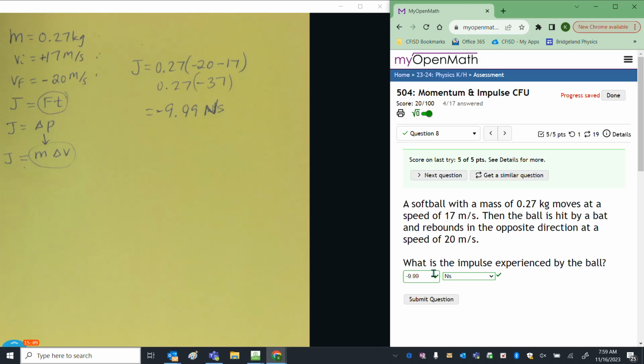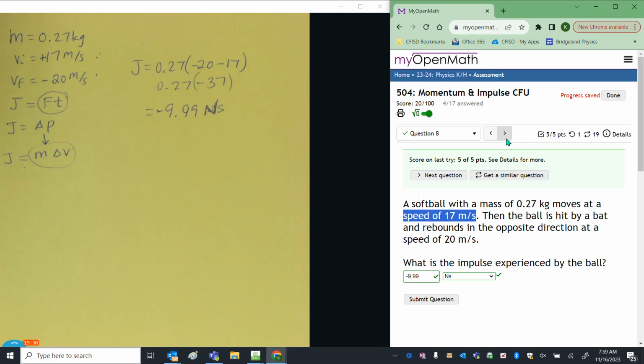I believe that this will accept an answer of positive 9.99 or negative 9.99 because of the wording, because it says speed here and it doesn't define the direction. So if you had defined them opposite me, you would have gotten positive 9.99, but we would have gotten the same magnitude. And I believe this one accepts it either way.